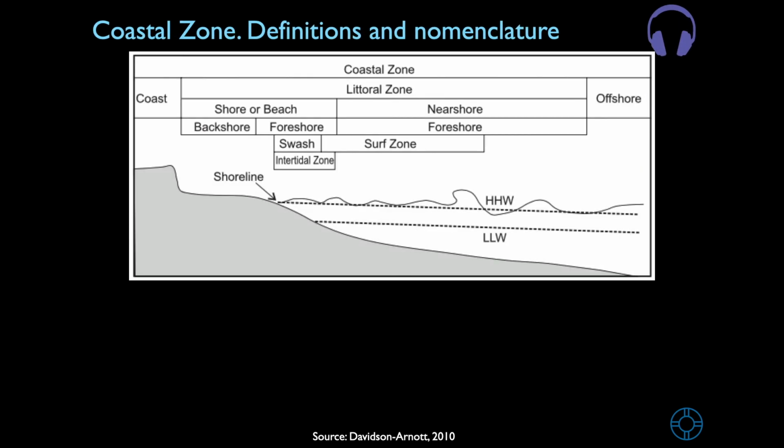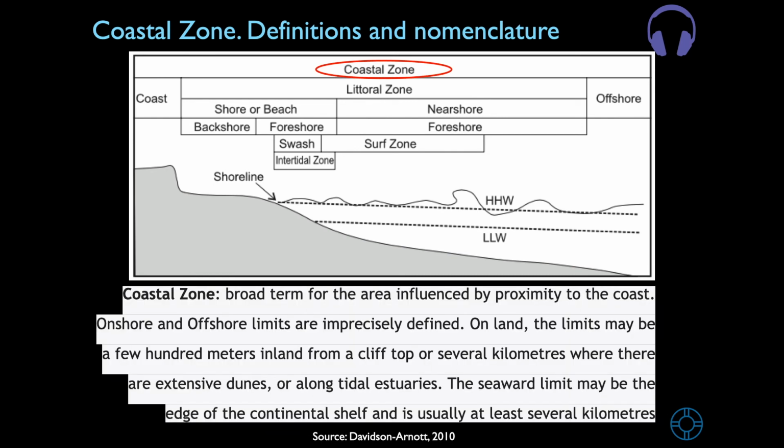The coastal zone is a broad term for the area influenced by the proximity to the coast. Onshore and offshore limits are imprecisely defined. On land, the limits may be a few hundred meters inland from a cliff top or several kilometers where there are extensive dunes or along tidal estuaries. The seaward limit may be the edge of the continental shelf, and it's usually at least several kilometers.